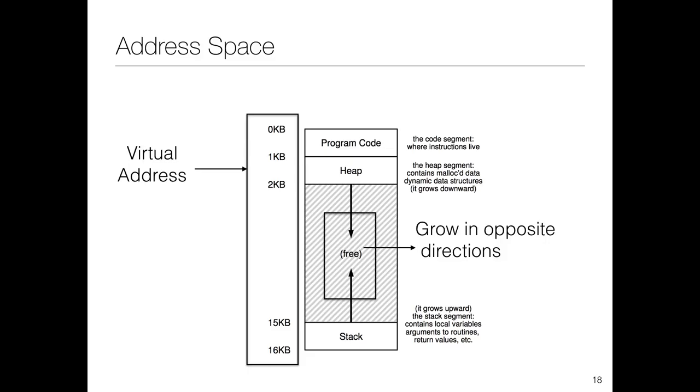So heap grows downwards, the stack grows upwards. They're growing in opposite directions. You could also have a different convention. You could have the stack growing downwards and the heap growing upwards. But this is one particular convention being used.